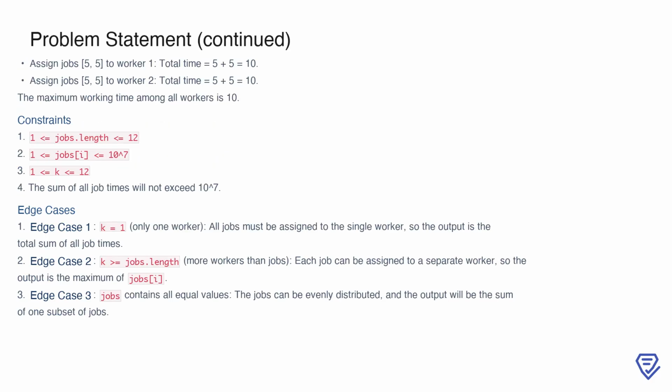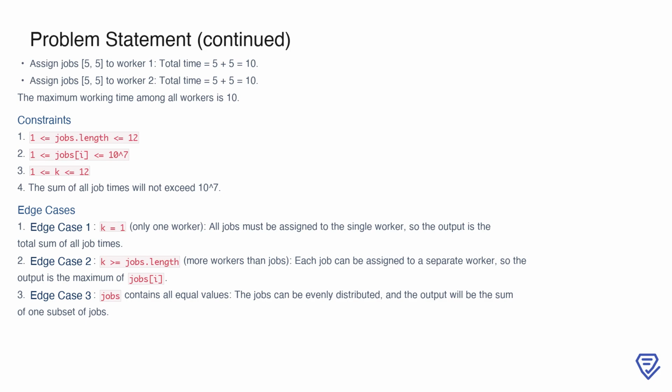Finally, in the third example, the input is jobs equals [5, 5, 5, 5], and k equals 2. Here, there are 4 jobs and 2 workers. To minimize the maximum working time, we can divide the jobs evenly between the 2 workers. For instance, assign 2 jobs, 5 and 5, to worker 1, resulting in a total time of 10, and the remaining 2 jobs, 5 and 5, to worker 2, also resulting in a total time of 10. Since both workers have the same workload, the maximum working time among them is 10. Thus, the output is 10.